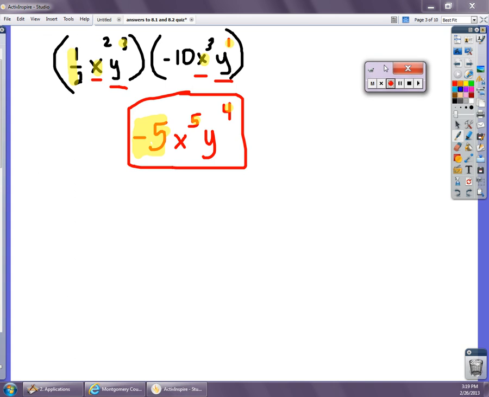Next one here, you're just multiplying. 1/2 times negative 10 is negative 5. X to the 2nd times x to the 3rd is x to the 5th, because you're adding. y to the 3rd times y is y to the 4th.